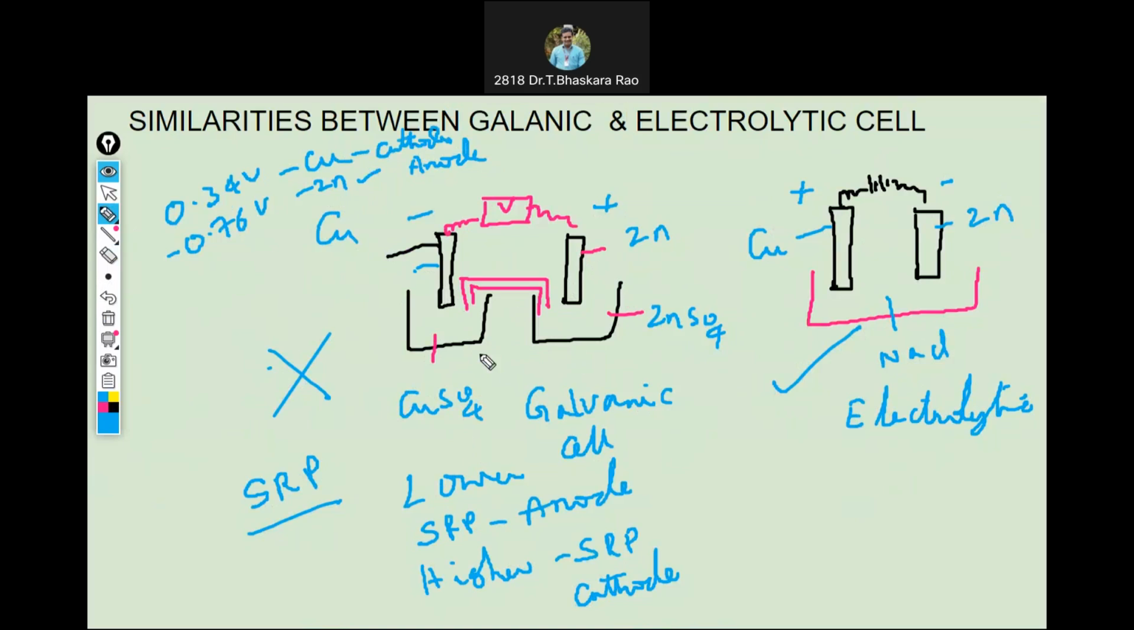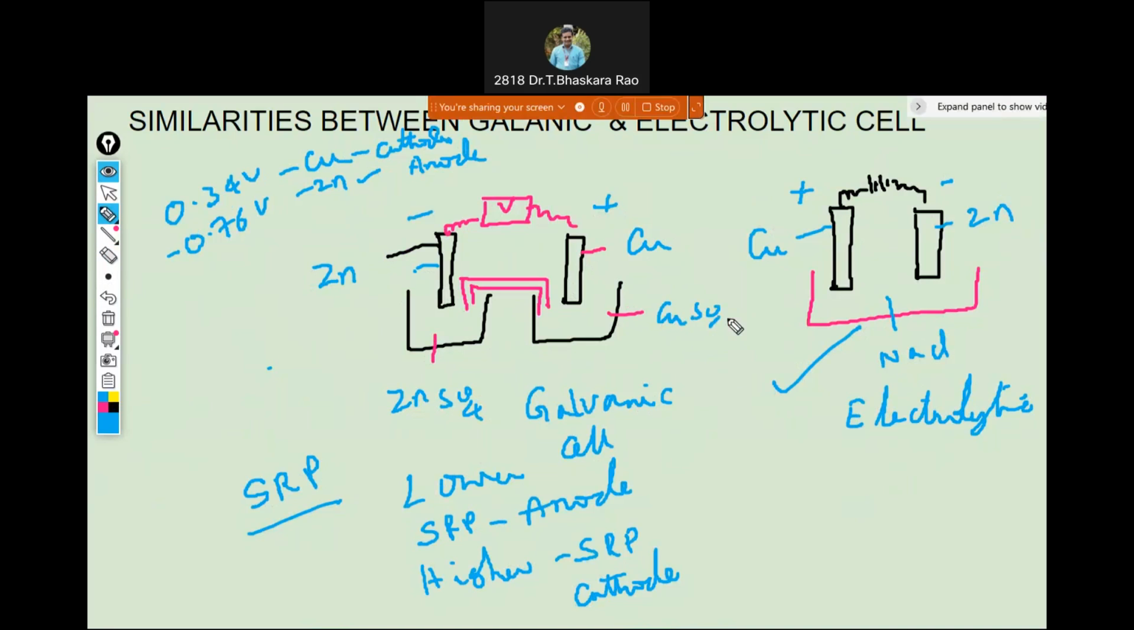So that is the reason why this is the wrong diagram. What is the right diagram? Always, zinc should be on the left hand side and copper should be on the right hand side. This is the copper sulfate. This is the right diagram. Like this only you must draw the galvanic cell.